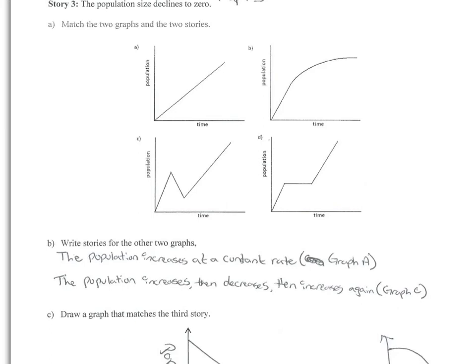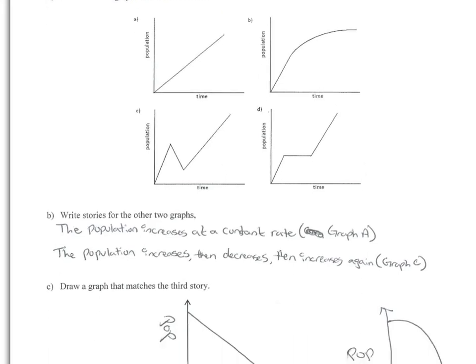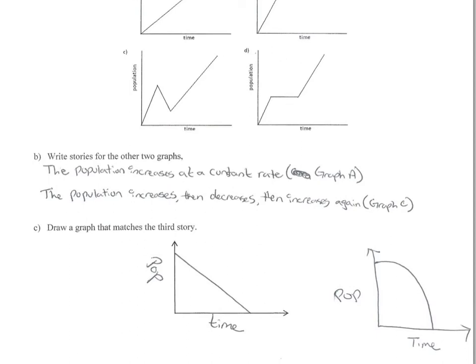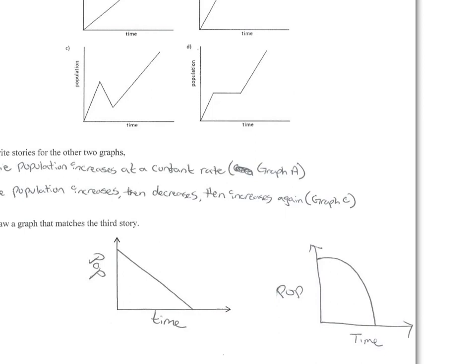Part C, draw a graph to match the 3rd story. Remember the 3rd story said the population declines to 0. Could be as easy as this one. Notice I did label my axes. Population over time. It starts at something but then declines to 0. But maybe it looks more like this. It starts at some kind of population but then slowly decreases to 0. It's not a constant rate.